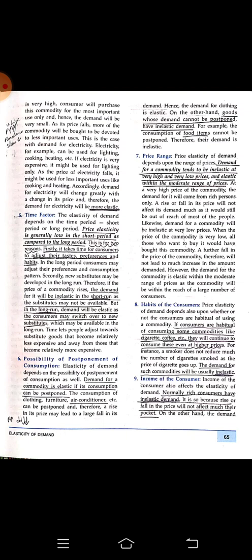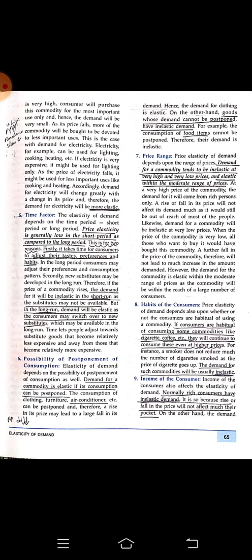Next, price range. Demand of a commodity tends to be inelastic at very high or very low prices. Whenever the product is tagged with a very high price or a very low price, we find that the commodity tends to be inelastic, whereas for commodities which are tagged with a middle or moderate range, we will find that demand is elastic in nature.